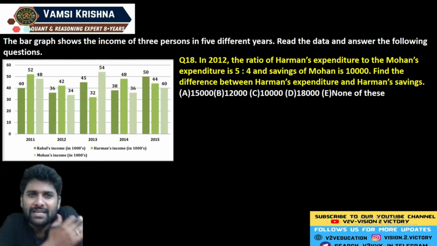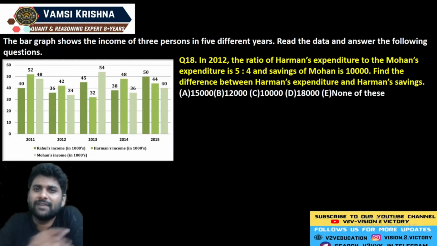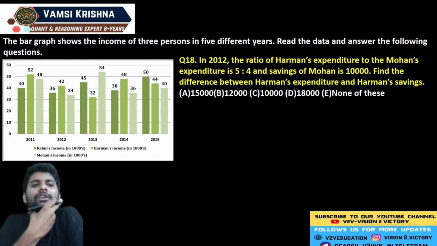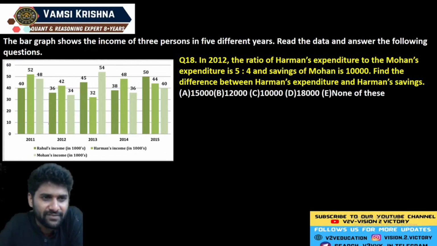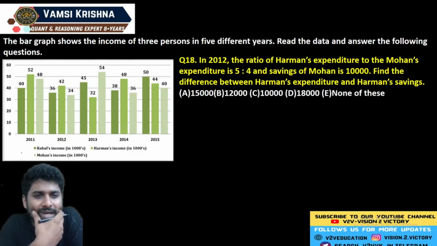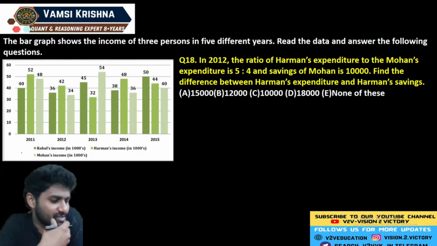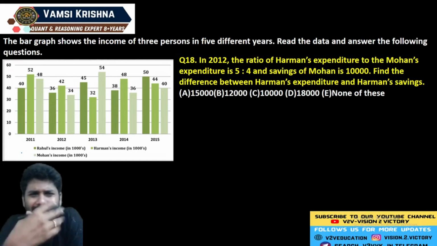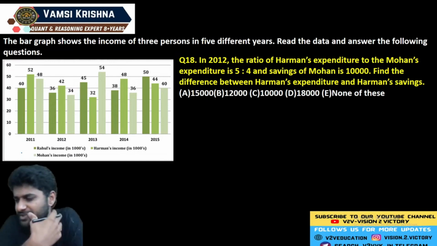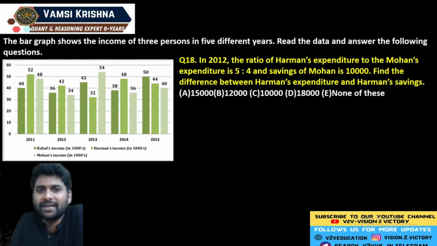The bar graph shows the income of three persons in 5 different years. Read the data and answer the following questions. Here, the first bar represents Rahul, the next one is Harman's, and the last one is Mohan's. The income is given in numbers, but each number represents thousands. I can understand that information while seeing this picture. Now go through the main data.